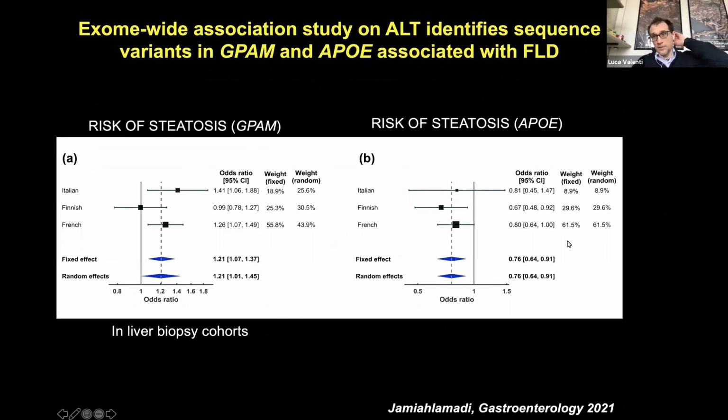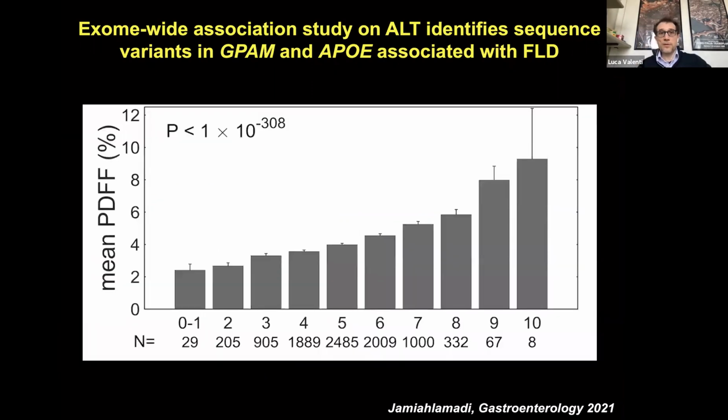So an interesting result is that the main risk variant for Alzheimer's disease and major predictor of dyslipidemia in the population actually protects against liver disease by reducing hepatic fat content.